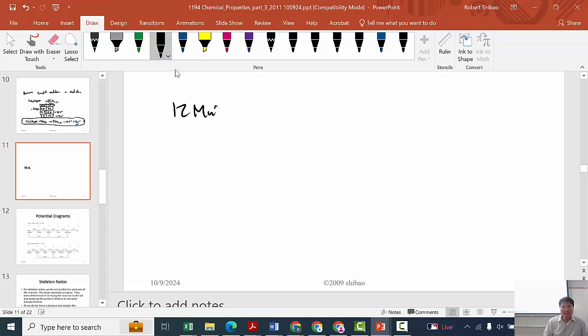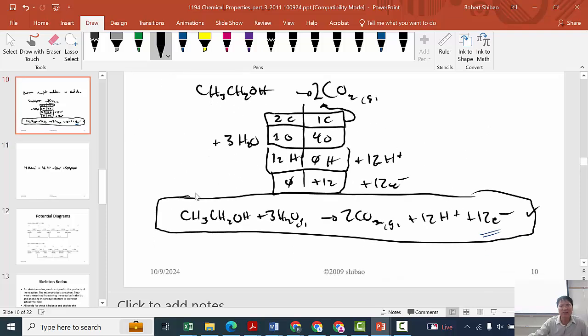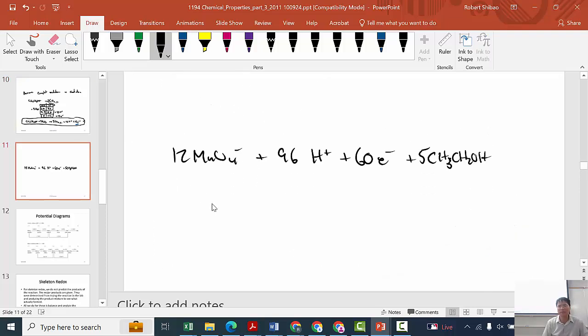12 permanganates plus 8 times 12, which is 96 H+, plus 5 times 12 is 60, so 60 electrons, plus the ethanol was 5, so 5 times 1 is 5 ethanols. And then how many waters did I have? The ethanol had 3, so 3 times 5 is 15. All right.